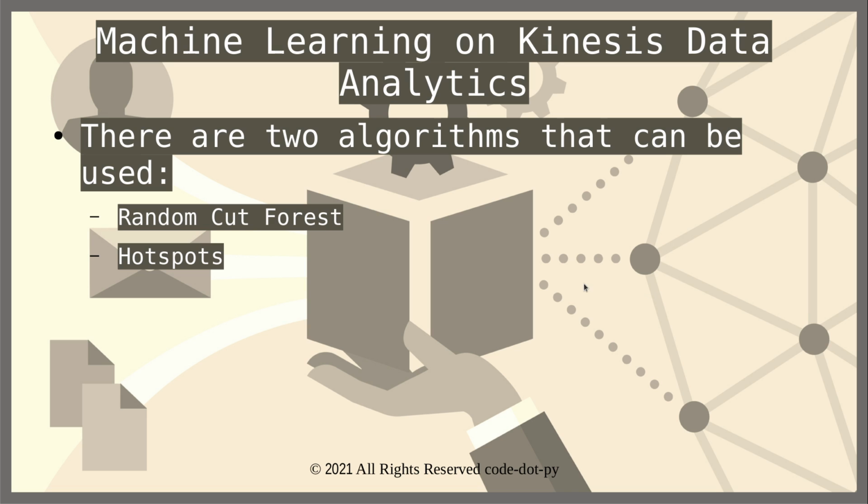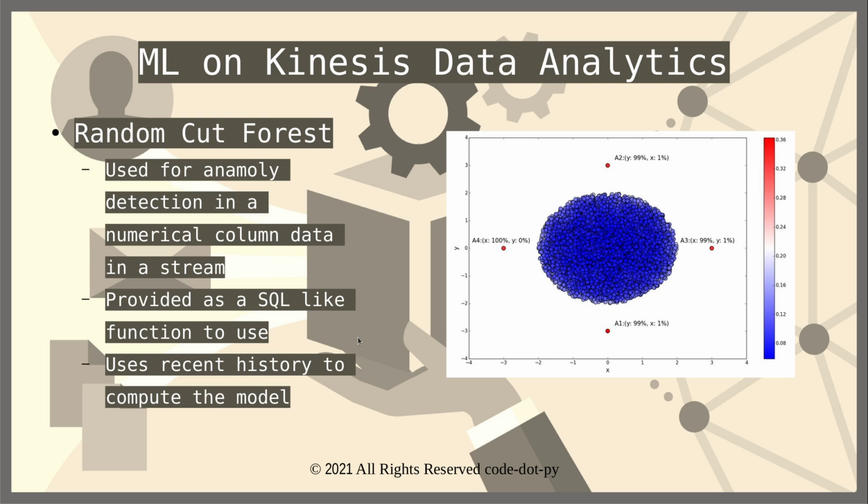Now from a machine learning perspective, there are two algorithms that can be used by default. I mean, there are SQL-like instructions available for these two algorithms within Analytics. One is Random Cut Forest, and another one is Hotspots. Random Cut Forest is used for anomaly detection in numerical column data in a streaming data scenario. It is provided as a SQL-like function to use directly within the Kinesis Data Analytics tool. The salient feature of this model is that it uses recent history to compute the model. So if our historical data keeps changing, then the model results or behavior will also change, so we have to be mindful of that.